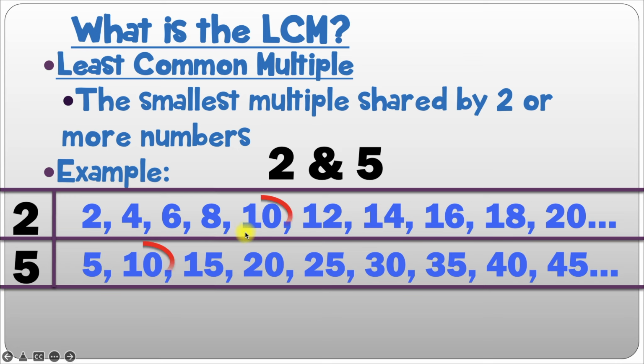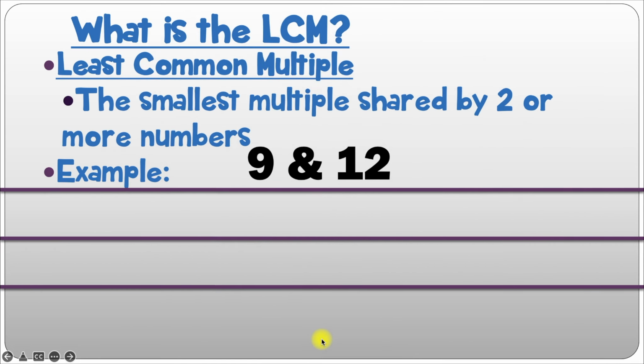Well, I see the number 10 in both. I also see the number 20 in both. If I kept going, I'm sure I'd see more. But remember, the only one we really care about is the smallest one. So which of these is the smallest one, 10 or 20? Well, it's 10. Therefore, our LCM for 2 and 5 is 10.